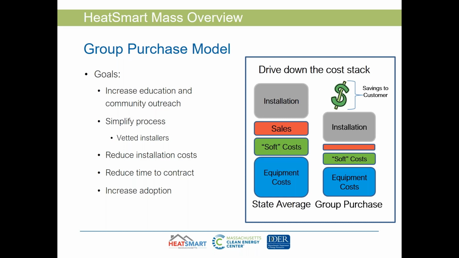And just this visual on the right-hand side is a visualization of what I just explained. It's the idea that this group purchasing model and the leveraged group buying power and competitive installer selection and the outreach portion of this program help drive down that cost stack on various levels to help folks move forward with these types of installations.